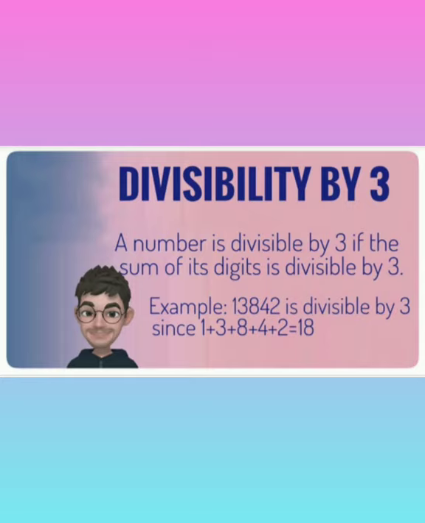So, what is the divisibility rule of 3? Sum of its digits: 1 plus 3 plus 8 plus 4 plus 2. You add them and 18 will come. Will 18 divide in the third table or not? Yes, 6 threes are 18. That number will be divisible by 3. So if the sum of its digits is divisible by 3, the whole number will be divisible by 3.